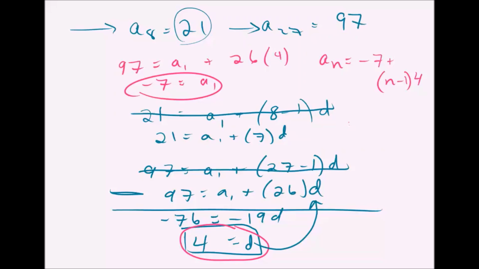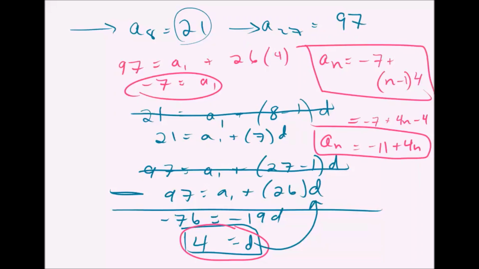Now the book might have you simplify it. So to simplify it, you just multiply this out. So negative 7 plus 4n minus 4 equals negative 11 plus 4n. So a sub n, the rule for this sequence is a sub n equals negative 11 plus 4n, or if the book doesn't have you simplify it, you can just leave it like that.